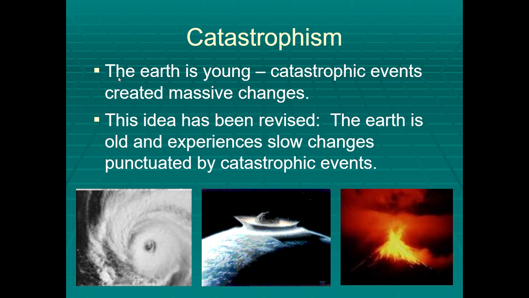This is as opposed to catastrophism, which is an idea that used to take precedence back during the 1700s and 1800s and the time before that. This idea held that the Earth and the universe were very young, and that catastrophic events caused massive changes. This idea has been revised, just like the idea that the world is flat. We've gained new information, and so we've learned that the Earth is old, very old, and experiences slow changes punctuated by certain catastrophic events, such as meteorite impacts and floods and hurricanes and tornadoes.